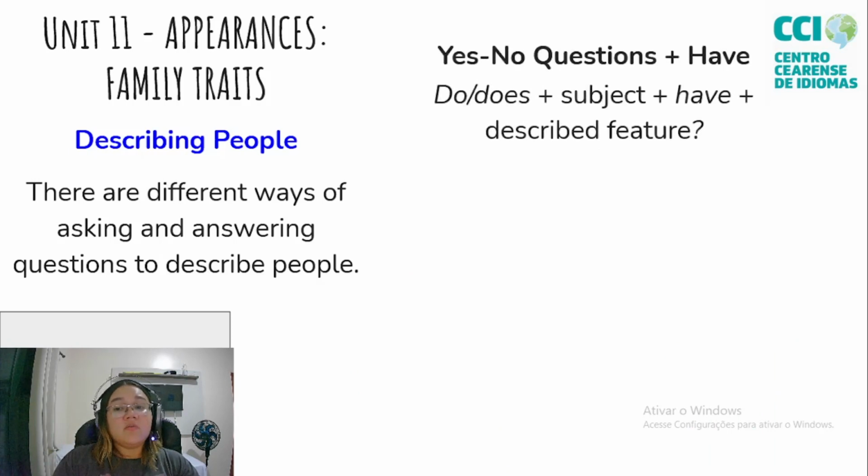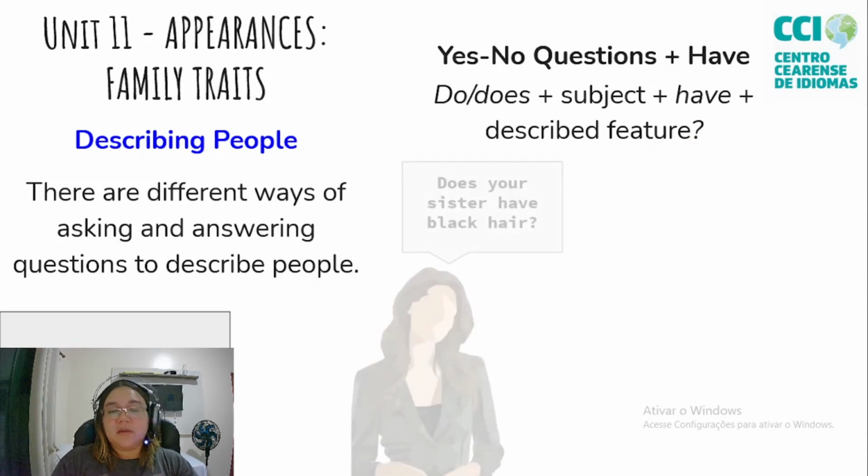So another way of asking about someone's appearance is by using this structure, yes or no question, plus the word have. So do or does the subject have the described feature? It can be anything. In described feature, you can ask about hair, you can ask about eye color, you can ask about height, right? If the person is tall or they're short.